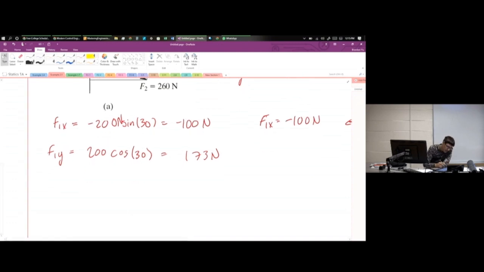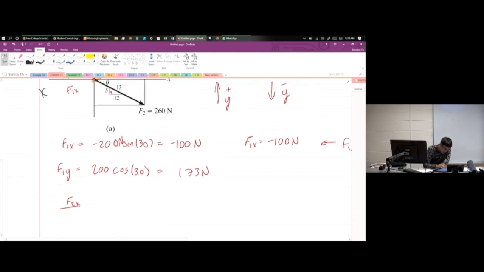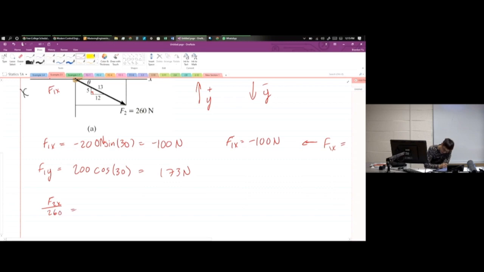So if we make the claim that F2x over your direction will equal 12 over 13, because the 12 is in the x direction, that would be the cosine equivalent of that triangle. So when we solve for that F2x, we're going to get 260 times 12 over 13, which is your adjacent over the hypotenuse. So we know that's the right angle because we are looking for the cosine. And that's going to be 240.